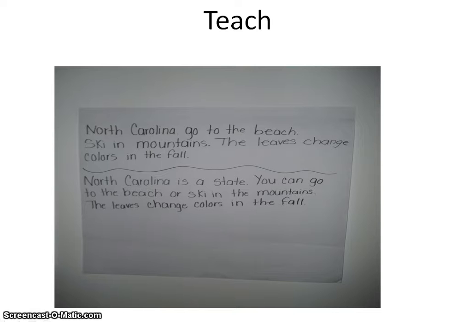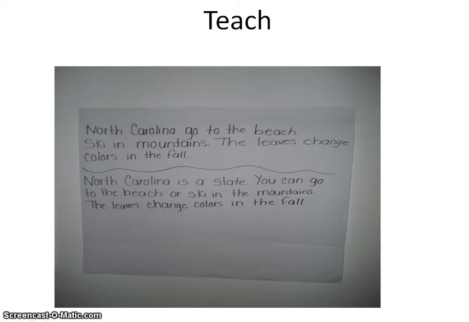What are we talking about here? All we see is ski and mountains. Let's keep going. Let's take a look at the next set of words. This says, the leaves change colors in the fall. Well, the leaves change color in the fall. Well, let's take a look at that.